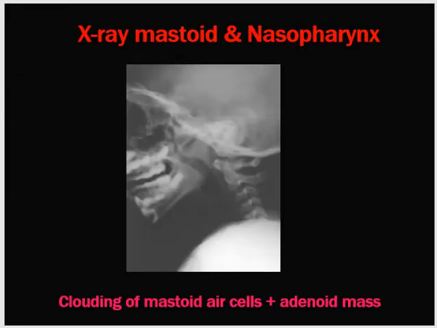Sometimes X-ray mastoid and X-ray nasopharynx lateral view are also important. We can see clouding of air cells in the X-ray mastoid occasionally, and an adenoid mass can be seen in children. This is the adenoid mass, which is obstructing the upper airway. So there is upper airway narrowing, narrowing of the nasopharynx, and that leads to Eustachian tube block and OME.